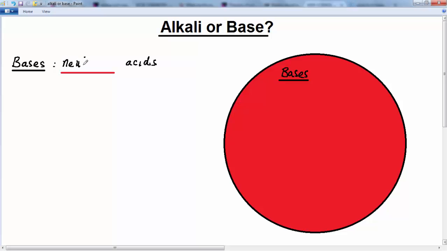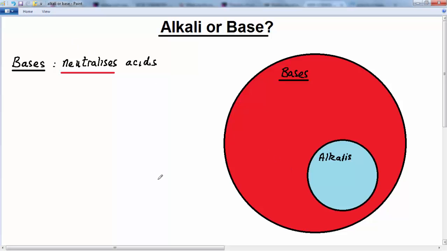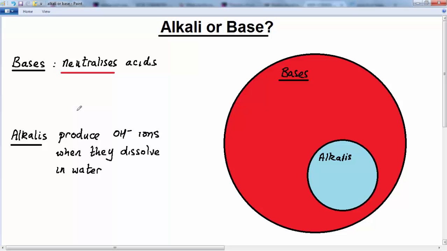Right? So if this red circle here represents all of the substances which are bases, then what we can say is that all of those bases are able to neutralize an acid. Now, within this set of substances which are bases, there is another set of substances which we call alkalis, and an alkali is a substance which dissolves in water to produce hydroxide ions. So let's just take some examples to highlight the distinction.